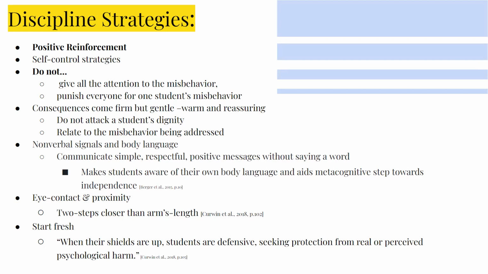And when it comes to addressing this, we don't want to give all the attention to the misbehavior or punish the whole class for the student's misbehavior. That gives too much power to the student who's acting out and is realizing the reaction they're getting, and feels already like the odds are against them. And the punishment with consequences needs to address the misbehavior and not be arbitrary. You don't attack a student's dignity, especially in front of the class. You pull them aside later on to talk to them.